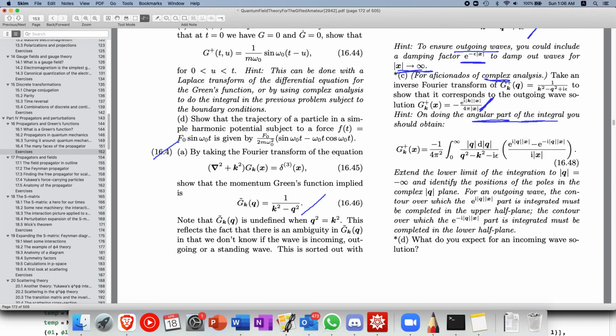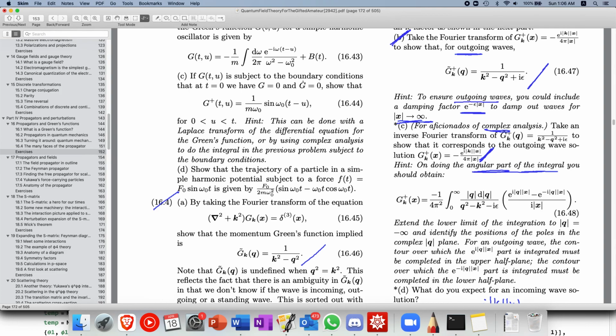So we have done with most of the questions. Now, last part, what do you expect for incoming waves solution? I believe this is simply minus e to the power of minus I k x over 4 pi x, and then it has a different choice of the poles, probably minus I epsilon, but yeah, I will not go too in depth into this part D. So that is all for question 16.4.